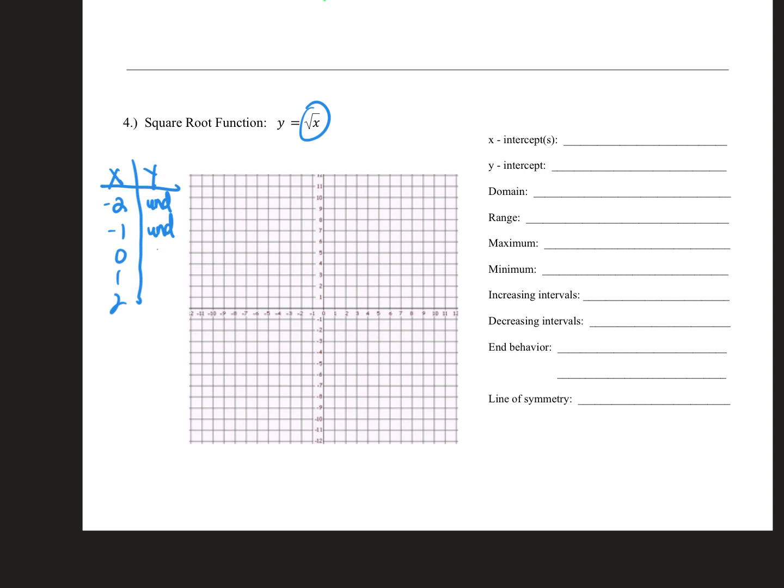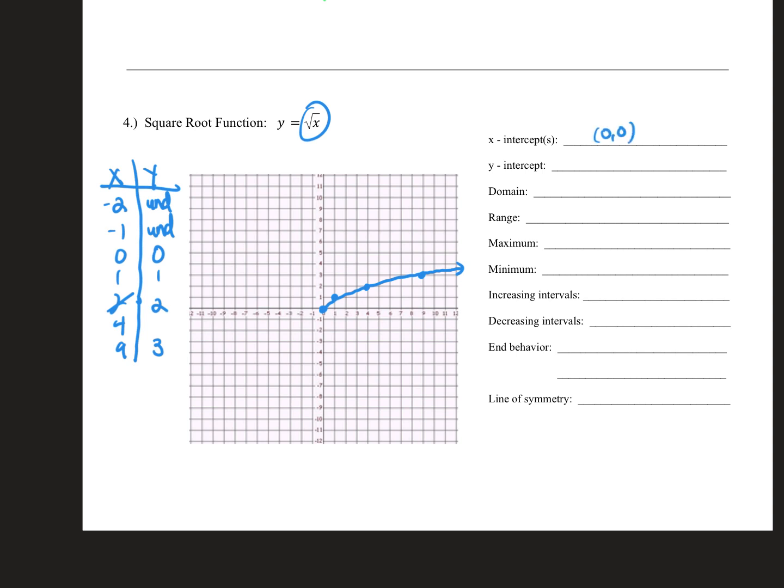Square root of 0 we can do. 0 times 0 is 0. Square root of 1 is 1. Square root of 2, I don't know off the top of my head, so let's choose a different value. I don't know the square root of 3, but I do know the square root of 4. Square root of 4 is 2. And the next square root I know is 9, so I'm going to choose square root of 9 is 3. So we have 0, 0, 1, 1, 4, 2, 9, 3. So if you look at this graph, notice it starts at a point and then goes forever in one direction.